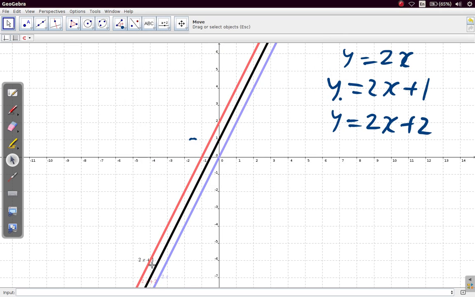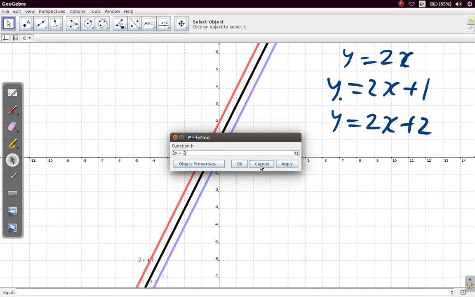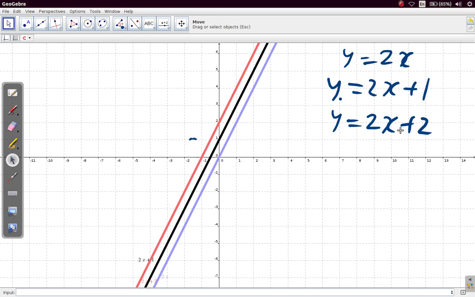So this line here, this looks like pink, is 2x plus 2. Y equals 2x plus 2. Now let's look at the differences between all three. This can be written as y is equal to 2x plus 0. That's why I didn't bother to put it there in the first place. This is 2x plus 0, and it passes through 0 on both x and y axes.